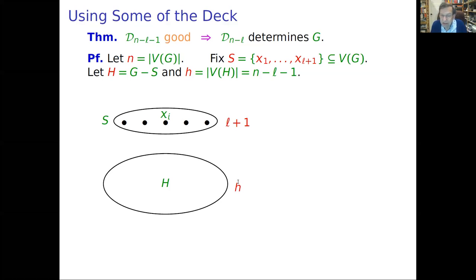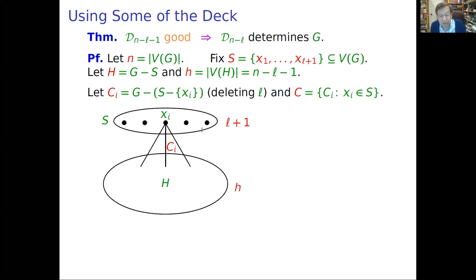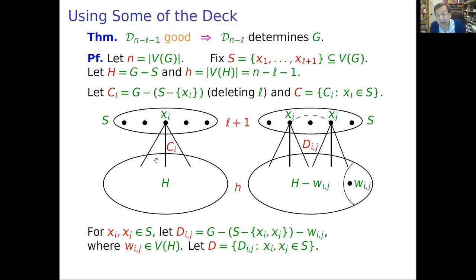We need to make cards where we delete only l vertices. So we'll delete l of these l plus 1 special vertices. So one of our cards will keep one vertex here and the rest of the vertices down here. That'll give us l plus 1 cards, but each of those cards has only one of these vertices up here. So there's no way they could tell us whether any two of these vertices up here are adjacent or not. So we're going to have an additional l plus 1 choose 2 cards where we keep two of these vertices, but then because we want to throw away l altogether, we'll have to throw away one vertex down here.